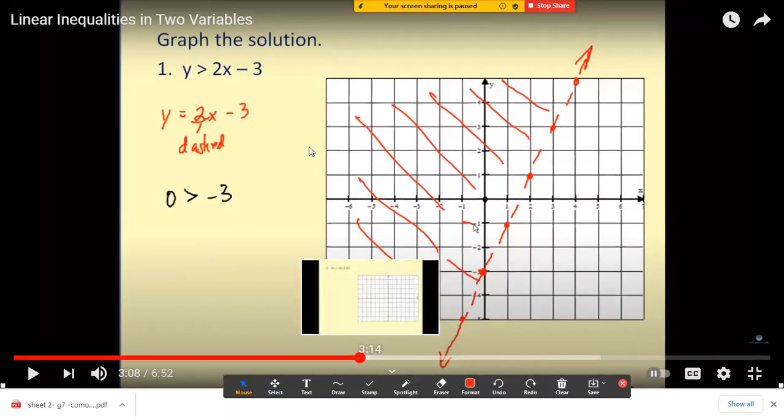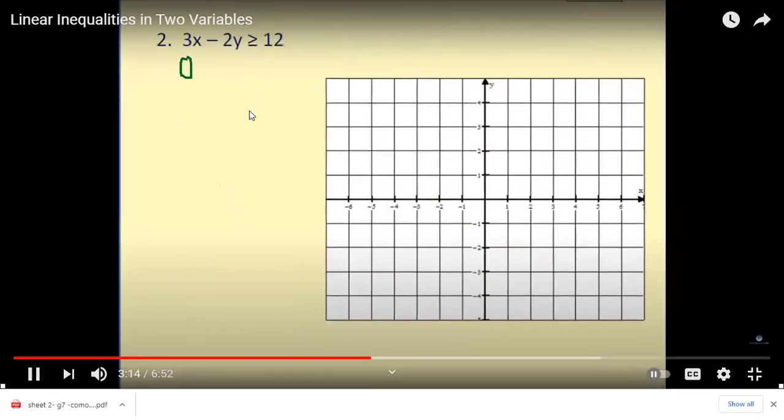Let's move to another example. In this question, let's graph the solution of 3x minus 2y more than or equal to 12. What is the first step we have to do here? Arrange the equation to solve for y. Okay, so we will arrange the equation.